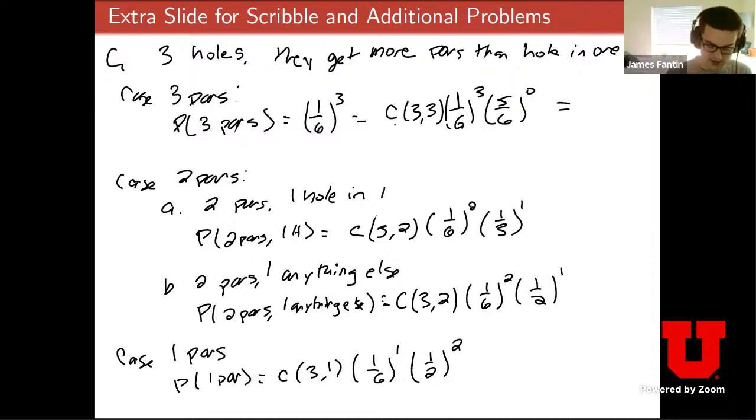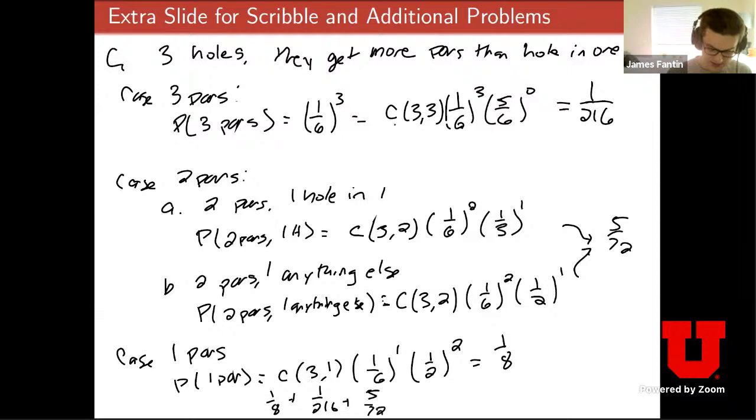And then the values for each of these. So this one, you'll get 1/216. If we add up both of these, we get 5/72. And this will give us 1/8. And then we just sum those up. So you'll have 1/8 plus 1/216 plus 5/72. And that'll be 43/216, which is approximately 0.1991.